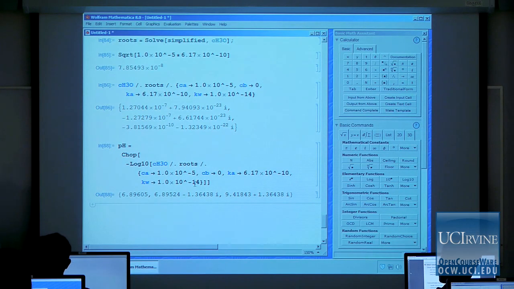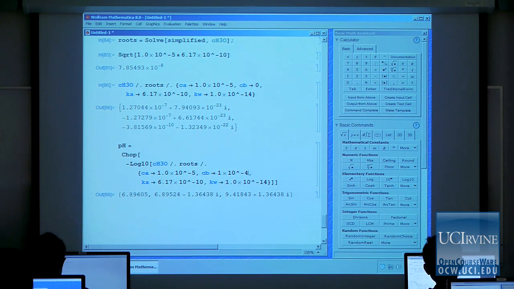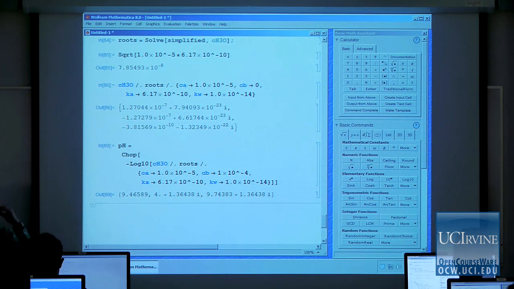All we have to do is change one number here. We've got the general solution for this problem. I was trying to change CB. We just changed CB, exactly. So let's put in 1 times 10 to the minus 4. And the answer will be right there. And there you have it, 9.5, basic.